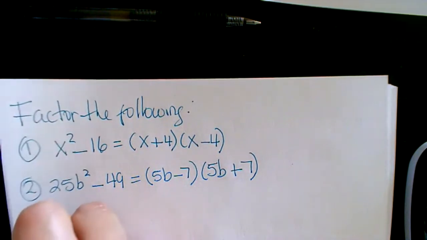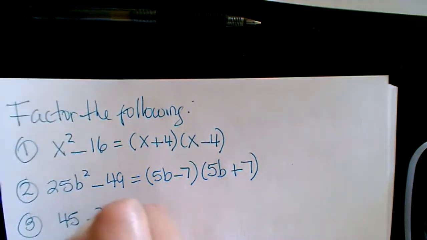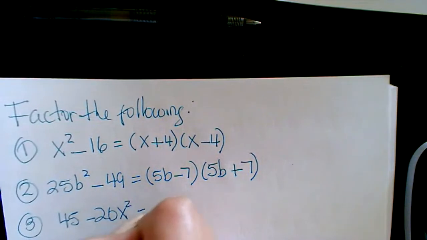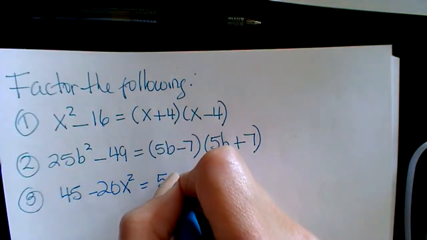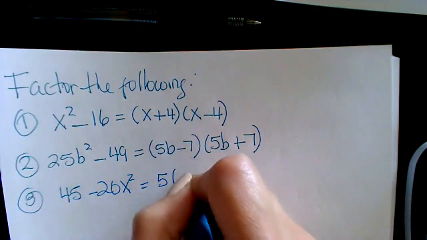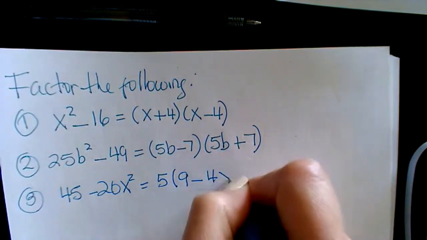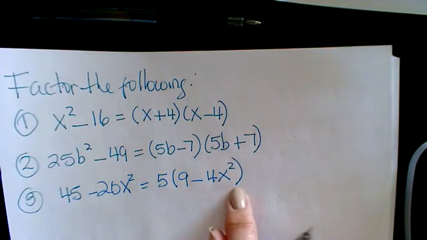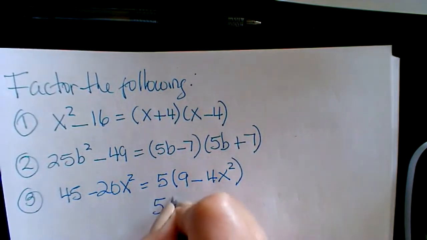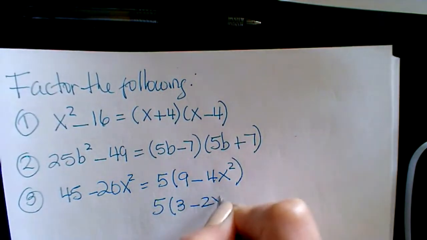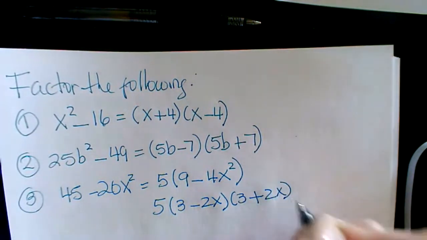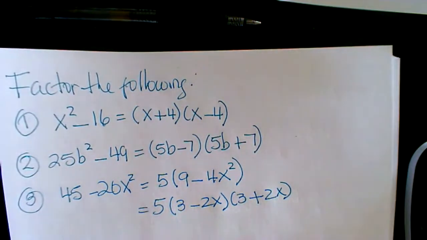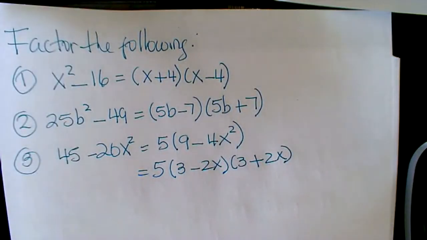Number 3, 45 minus 20x squared. First, I'm going to create the greatest common factor. I'm going to factor it out. So this is 9 minus 4x squared. Now we're going to factor this part. Two x.